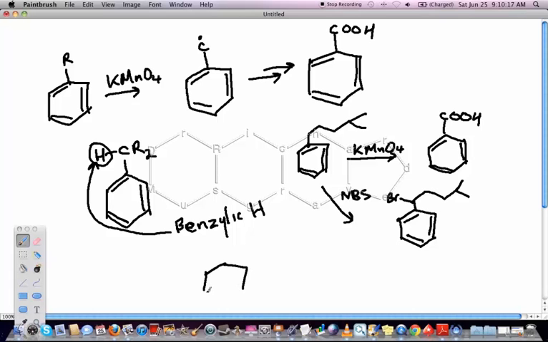Let me point out that if we don't have any hydrogens on the benzylic carbon, there will be no reaction. So something like this with NBS, no reaction.